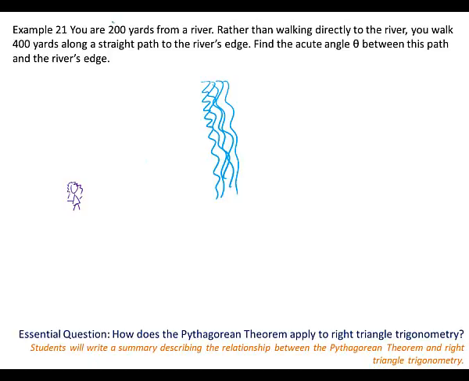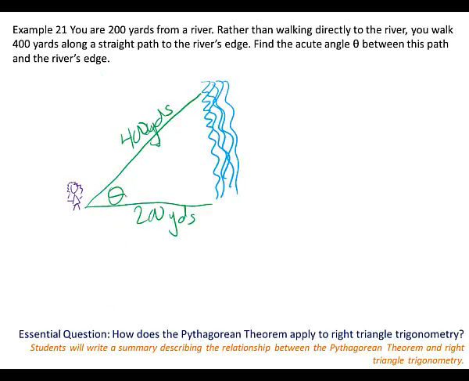All right, so you are 200 yards from the river. Rather than walking directly to the river, you walk 400 yards along a straight path to the river's edge. So rather than doing this, you decide you're going to do this. Okay, and this says that it is 400 yards. All right, find the acute angle. Oh, so you are 200 yards, so this is 200 yards. So instead you decided to walk more steps, right? You're trying to get your steps in today, apparently. All right. Find the acute angle between its path and the river's edge. So you're trying to look for this. Okay.